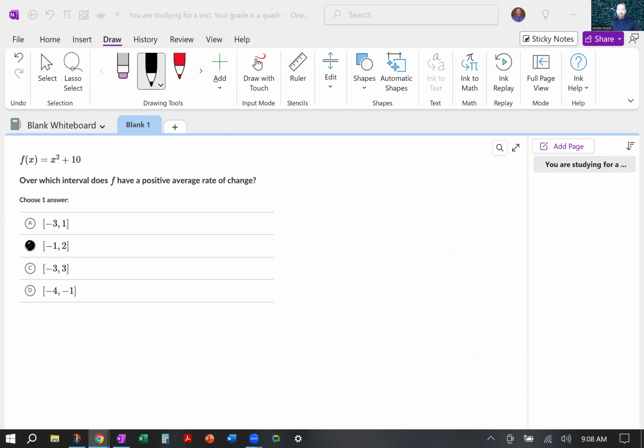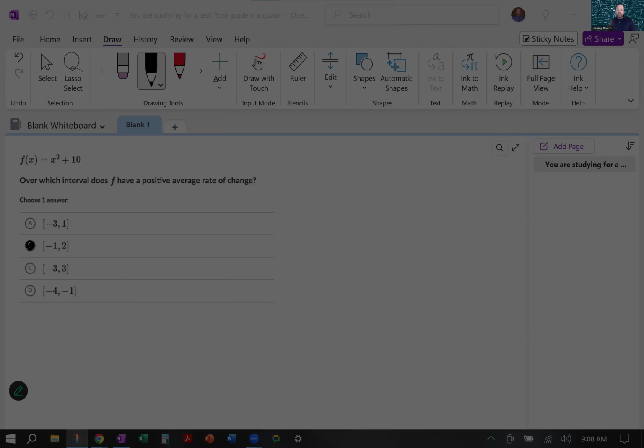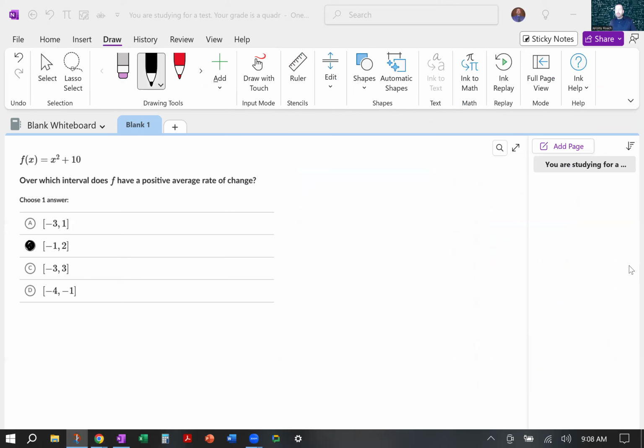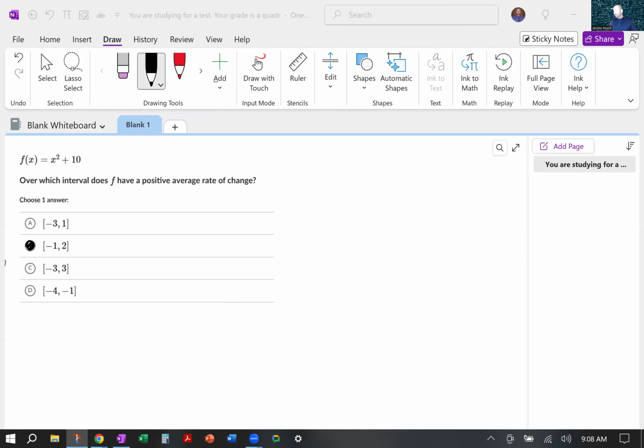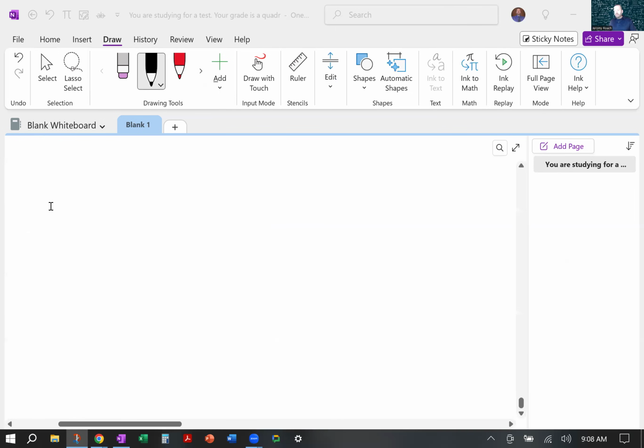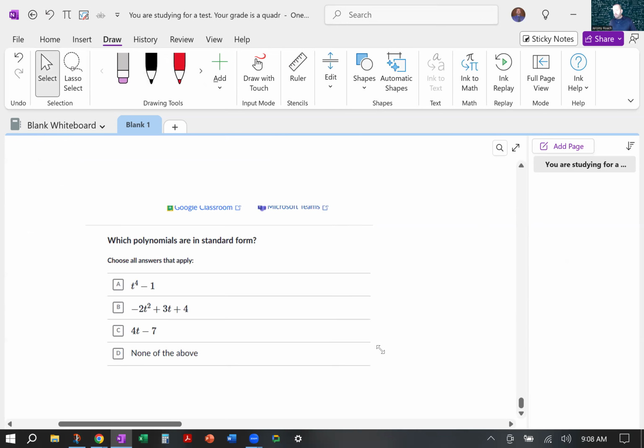All right, we'll check the next one. It says, which polynomial is in standard form? So standard form has to do with organizing all of our terms from the greatest degree to the lowest degree, all the way to the constant. And if we skip some, I'll show you here.